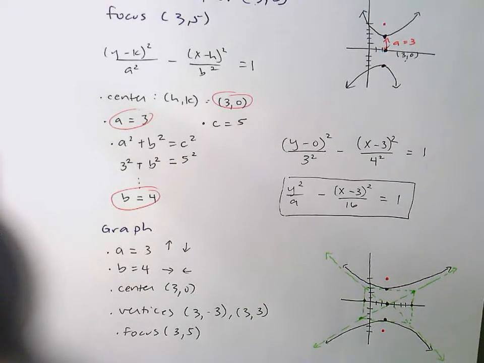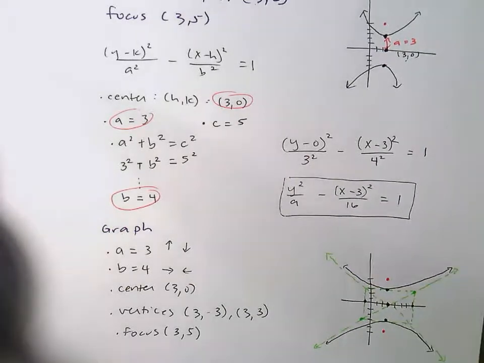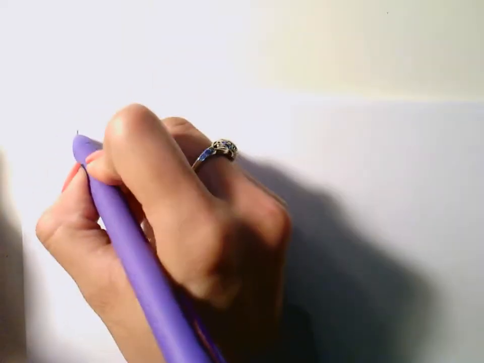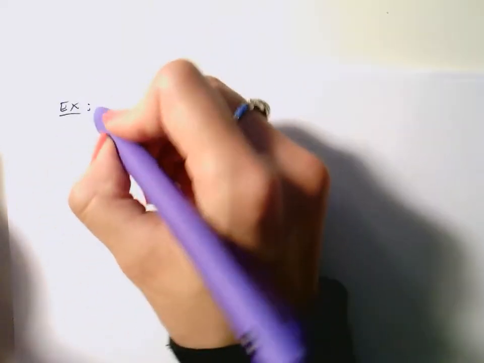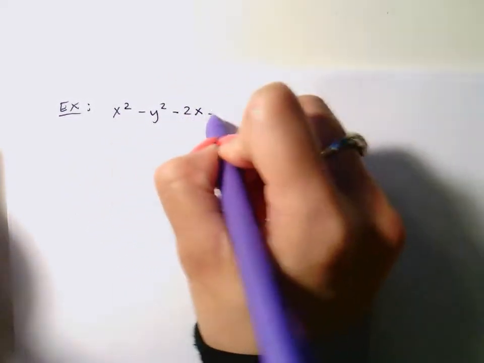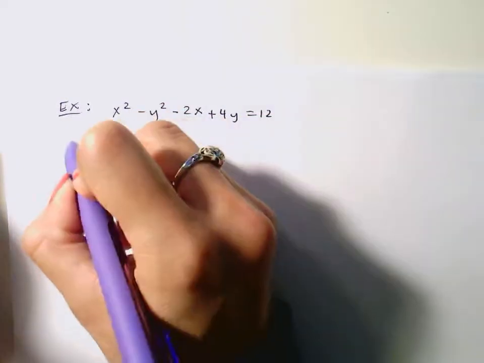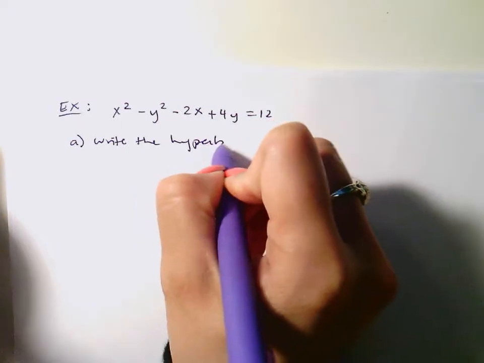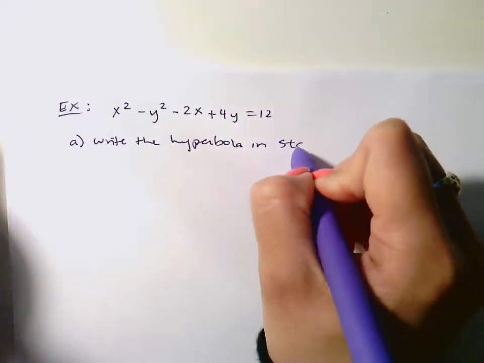Let's go ahead and do another example. On this one, I'm going to give it to you in general form. It's actually a variation of general form, so it's expanded form, and then we're going to find the equation in standard form. So let's do the following example. We have x squared minus y squared minus 2x plus 4y is equal to 12. And the first thing we want to do is write the hyperbola in standard form.